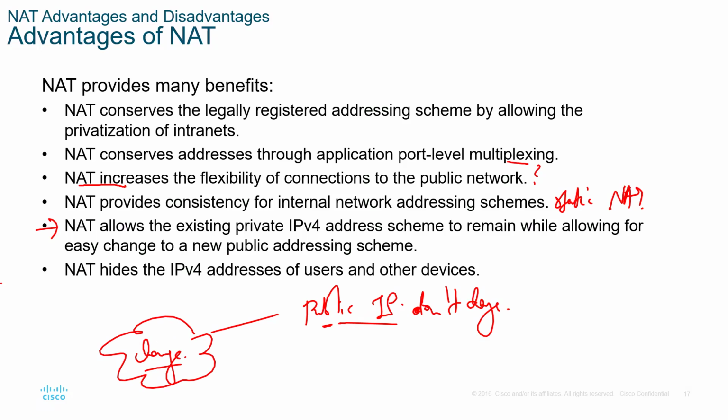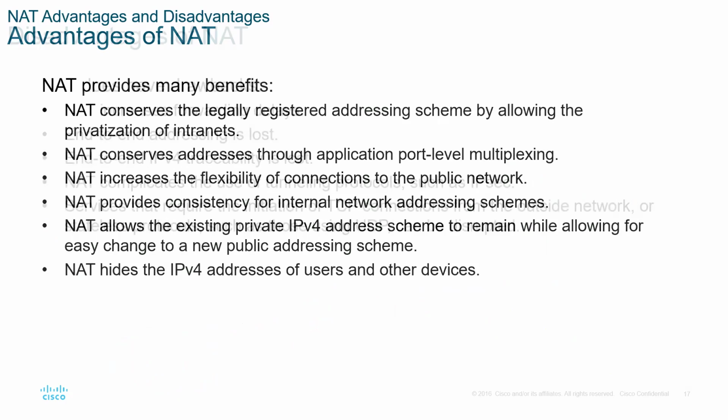It hides IPv4 addresses of users and other devices. That's the security part of NAT. So the public will not know the IP address of the private networks. What it will know is the public IP address after translation. So that's a layer of security that NAT affords.